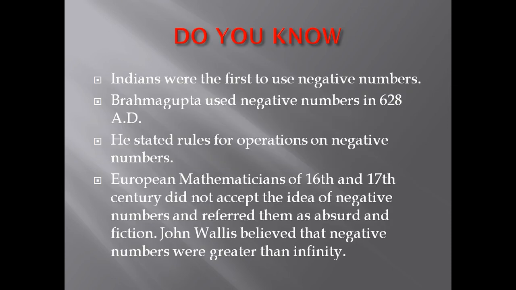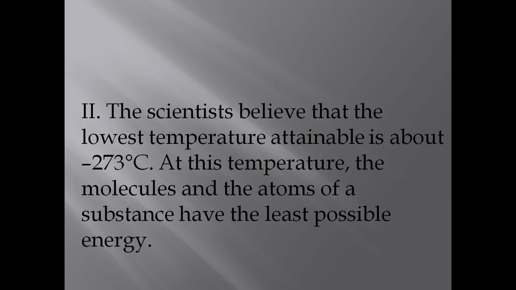Now there are some facts. Do you know Indians were the first to use negative numbers? Brahmagupta used negative numbers in 628 AD. He stated rules for operations on negative numbers. European mathematicians of the 16th and 17th century did not accept the idea of negative numbers and referred to them as absurd and fiction. John Wallis believed that negative numbers were greater than infinity.